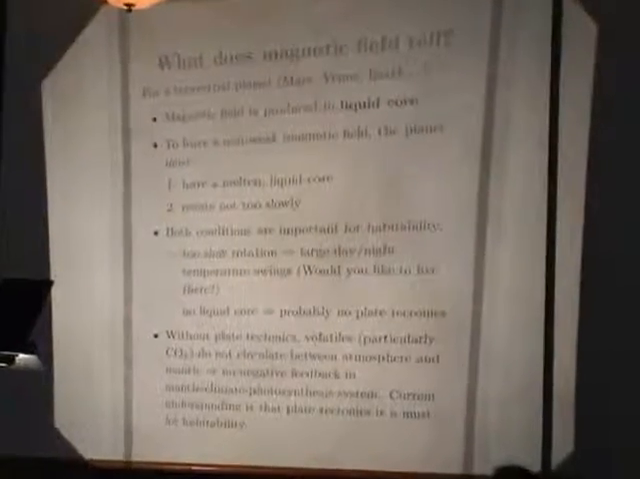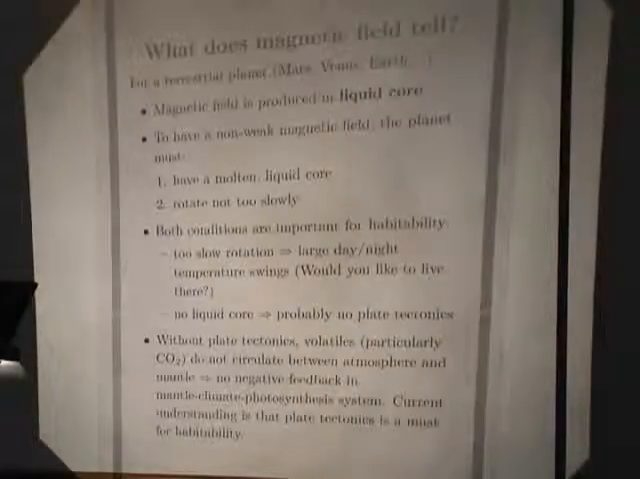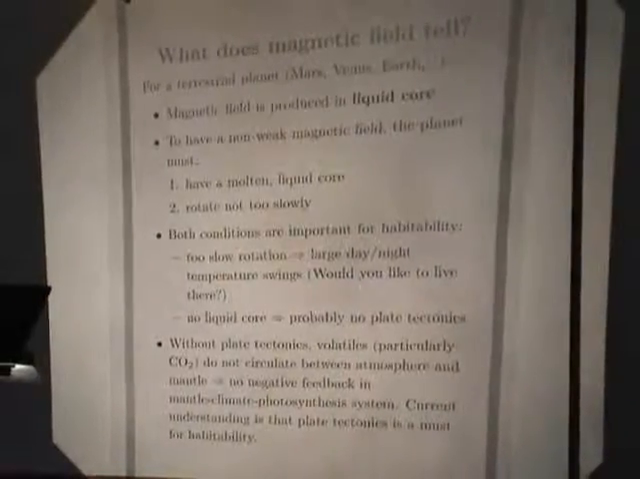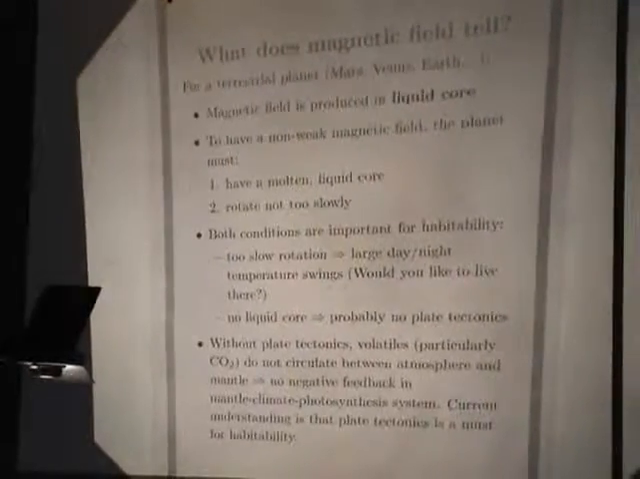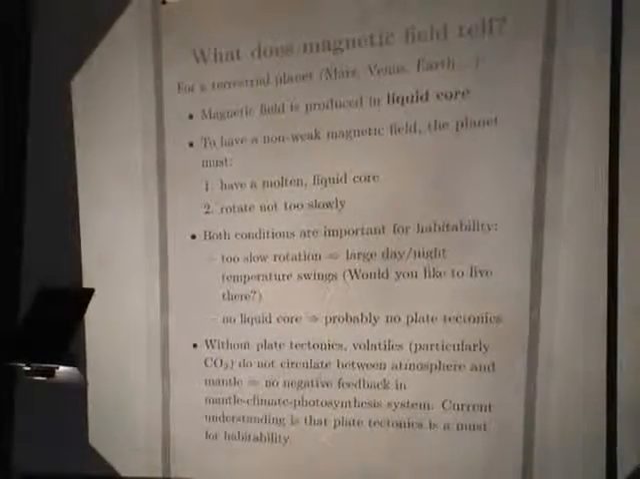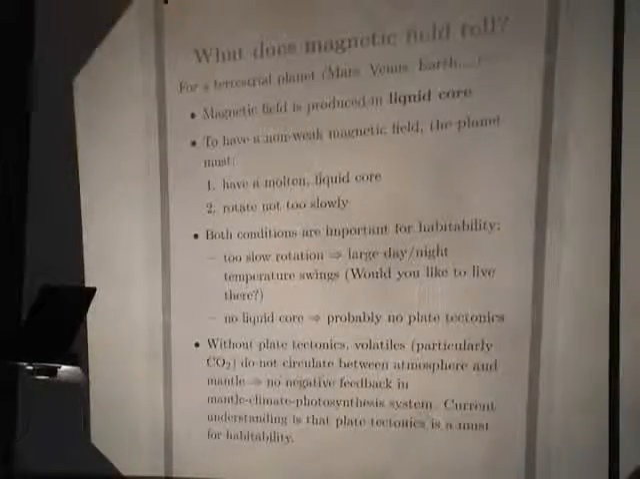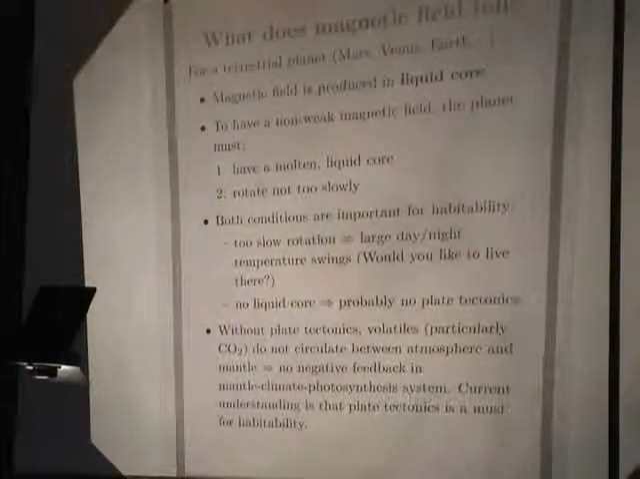We all know that the magnetic field is produced in the liquid core of the planet. So in order to have a non-weak magnetic field, the planet must have a liquid core, and it has to rotate, not too slowly, because you need the rotation to set up a dynamo in the liquid core. The faster the planet rotates, the stronger the magnetic field will be, although we don't know how the scaling with the rotation rate actually works. That's a very difficult problem to simulate. But we know that if you increase the rotation rate, you get a stronger magnetic field.